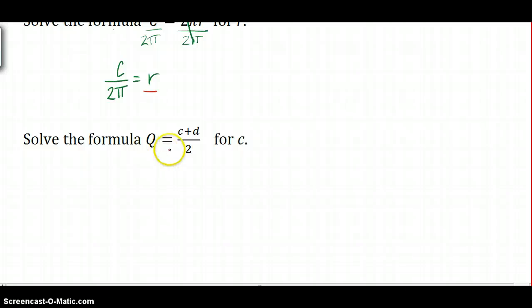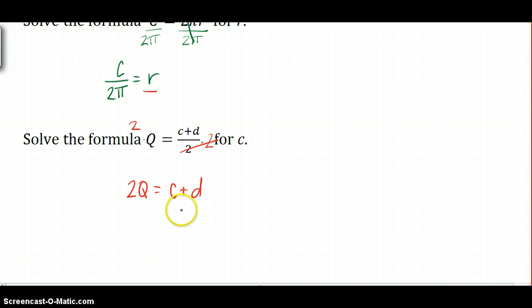So this one says Q equals C plus D over 2, and you're supposed to solve for C. This one's a little bit more complicated because there's a weird fraction going on. First thing is, if what you want to solve for is up here, you need to get rid of this 2 first before you can do anything. So get rid of this 2, and right now it's being divided by, so the opposite would be to multiply. So to get rid of this 2, we have to multiply both sides by 2. So they cancel over here, and on this side you have 2Q equals C plus D.